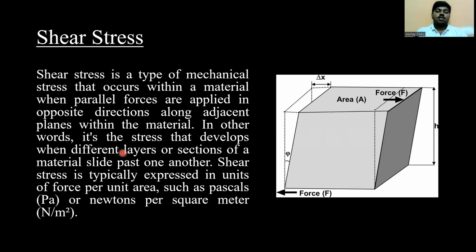Tensile stress is said to occur when the object is under pulling forces in opposite directions. When the object or material is under two pushing forces, then it is under compressive stress. Then next, shear stress. Shear stress is said to occur when the load acts in a tangential manner on the top surface of the material. Then it is called shear stress.